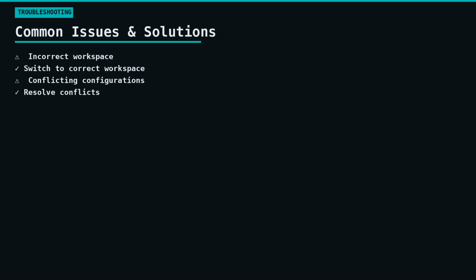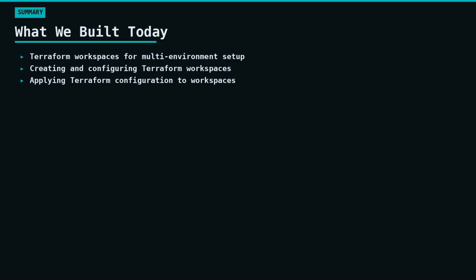In summary, we've learned how to use Terraform workspaces for a multi-environment setup. We've created a new Terraform workspace, configured it, and applied our Terraform configuration. We've also verified our infrastructure in the console. Terraform workspaces are like a kitchen where we can manage our environments efficiently. By using Terraform workspaces, we can test our changes in a development environment before deploying them to production. This helps us catch errors and improve our infrastructure. With practice, you'll become a master chef in managing your environments.